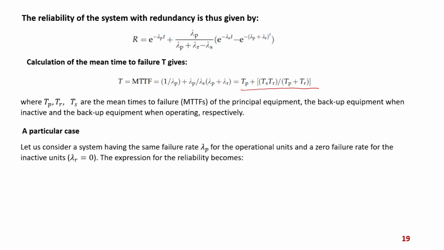So, let us take a particular case. Let us consider a system having the same failure rate lambda p for the operational units and a zero failure rate for the inactive units. Then the expression becomes like this, and this expression we have already found using the previous cases. When we started, we derived this expression.